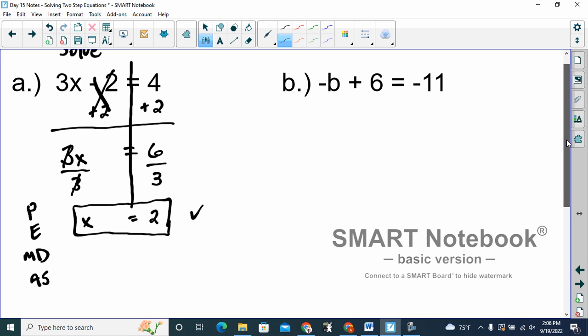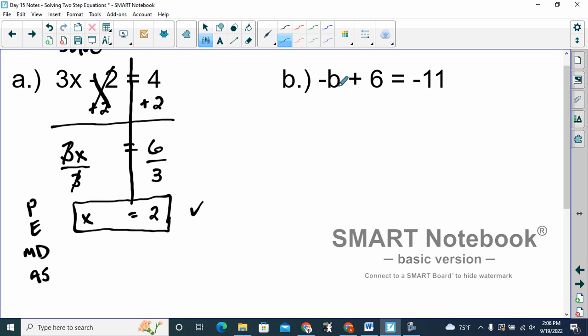Part B, again, we were asked to solve. It says negative b plus 6 equals negative 11. It might be helpful, if you ever just see a negative in front of a variable, sometimes it's helpful to change it to a negative 1. I'm going to do that here. Negative 1b plus 6 equals negative 11. Make sure your b and your 6 don't look like each other.